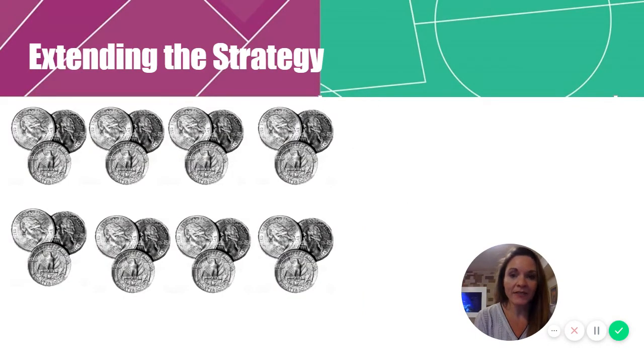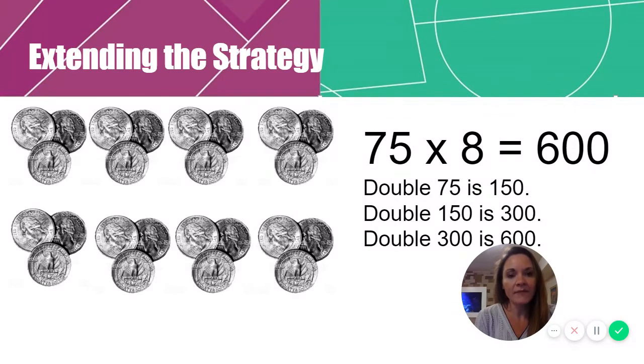We can think about extending the strategy to larger numbers. Here I have 8 groups of 75 cents. What is 8 times 75? 75 times 8 is the same as 600. Double 75 is 150. That's the same as 75 times 2. Double 150 is 300. That's the same as 75 times 4. Double 300 is 600. That's the same as 75 times 8.